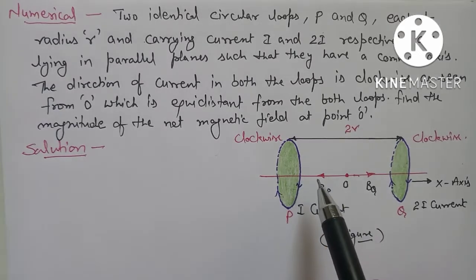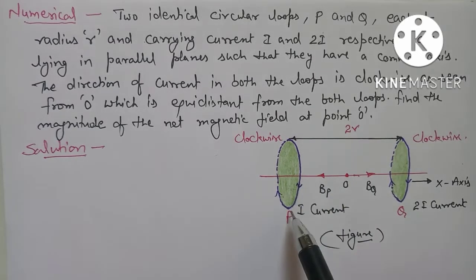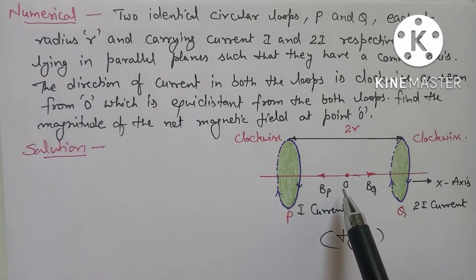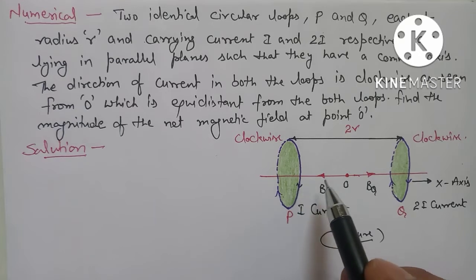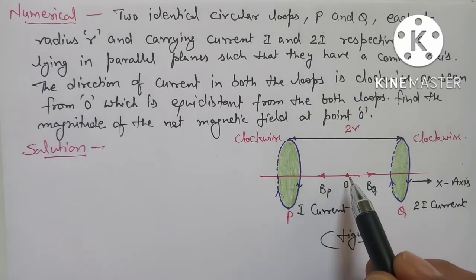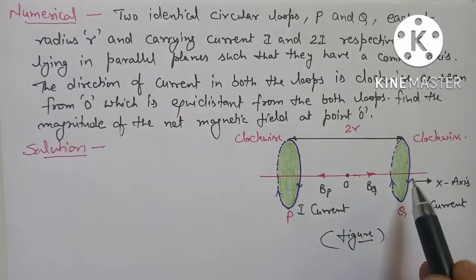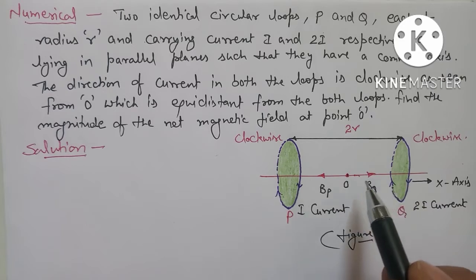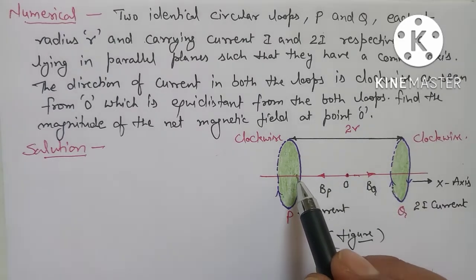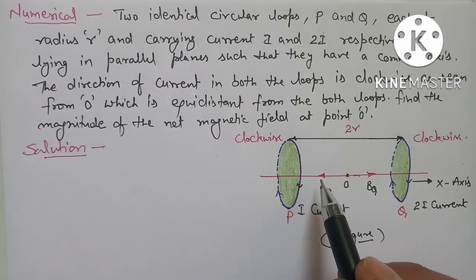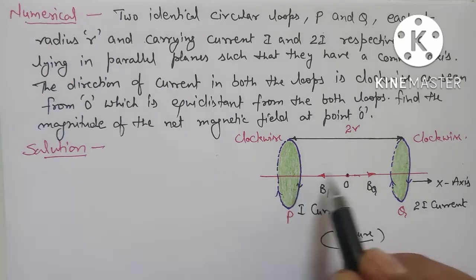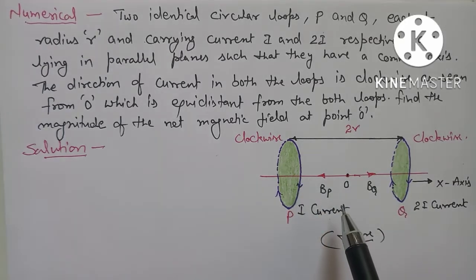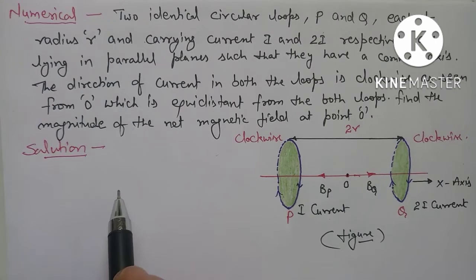In this problem, we are given two identical circular loops P and Q, and the radius of both loops is R. O is the point which is equidistant from loops P and Q. Now, we are going to calculate the magnitude of the net magnetic field at point O due to both these loops. So let's go ahead with the solution.